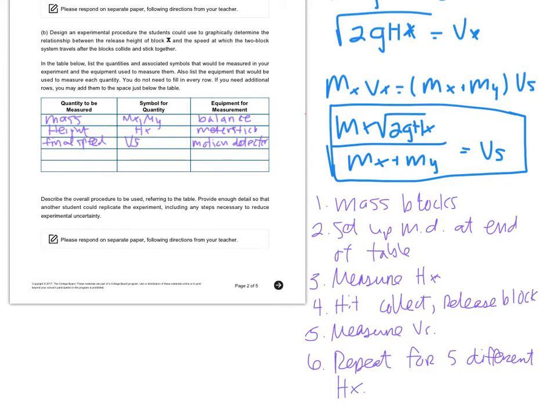1 point for listing plausible things to measure with plausible symbols and using plausible equipment. 1 point for saying explicitly that you were going to measure the mass of the blocks. 1 point for saying you were going to be measuring the height. 1 point for somehow indicating you were going to be getting that final speed. And then the final point was for talking about multiple trials or some way to reduce error. So as long as you had some kind of plausible procedure, you need the masses. There's no way around this because if you notice the equation you derived, you need the masses. As long as you have a plausible experiment, then you should be able to get most of the points for this.